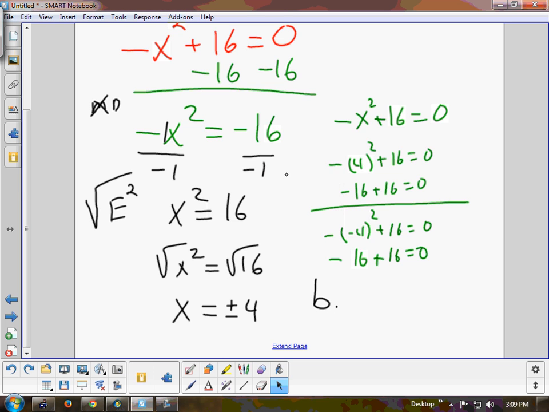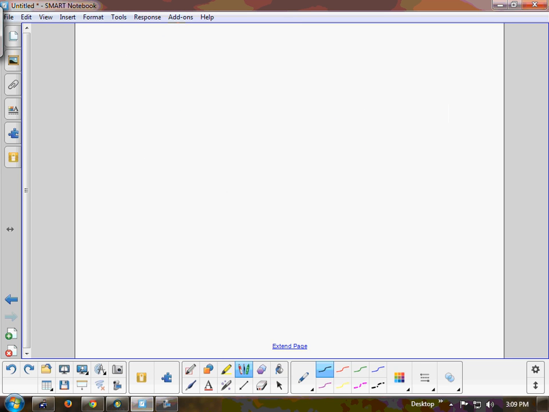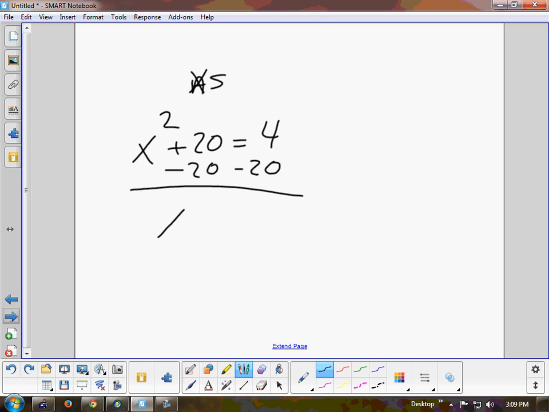Okay, now we're going to look at number 4, which is x squared plus 20 equals 4. Okay, we're going to do the same thing. We have addition. We've got to get rid of it by using subtraction. So subtract 20, good. And you get negative 16. Now the next step was get rid of the exponent. And we're going to square root both sides just like before.